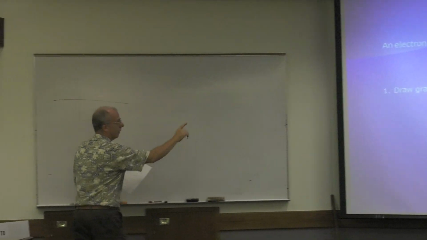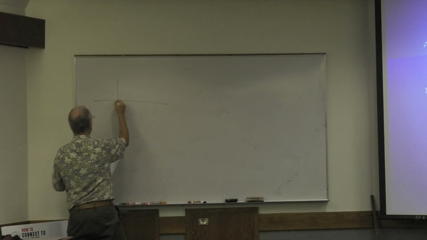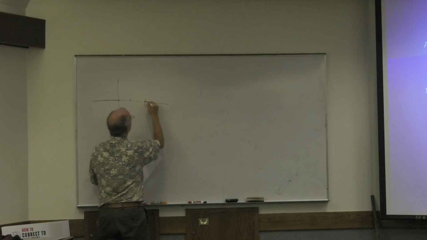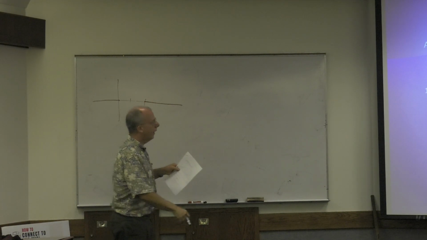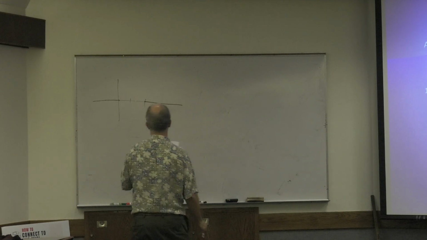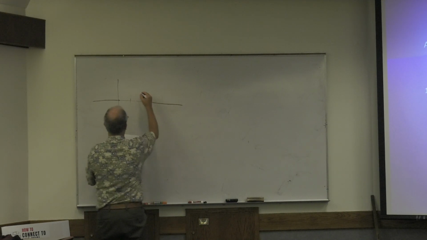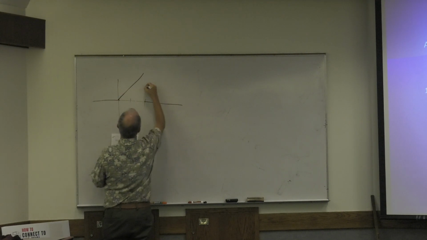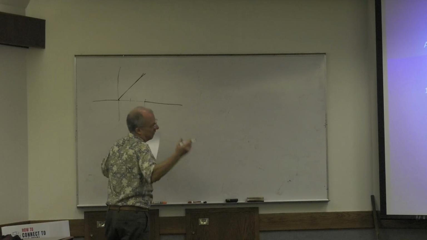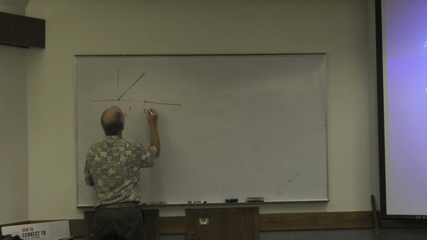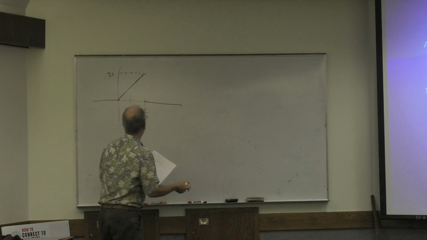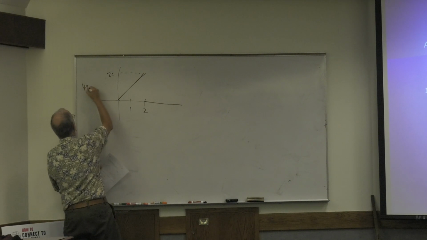So psi is 0 over here, and then there's 1, there's 2, 0 over there, and then it's just a straight line, right? Just pretend that's a straight line, okay? Just a straight line. And again, this is 1, this is 2, so this is 2c. So that's psi of x.